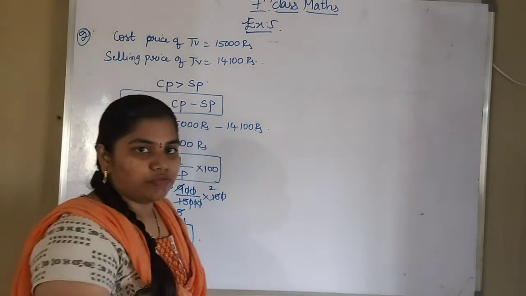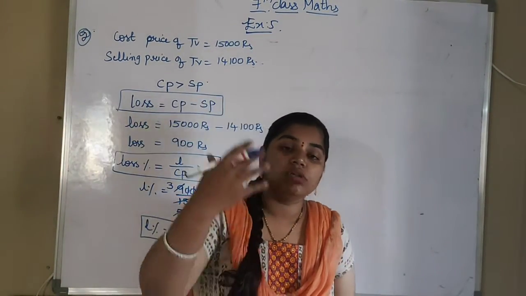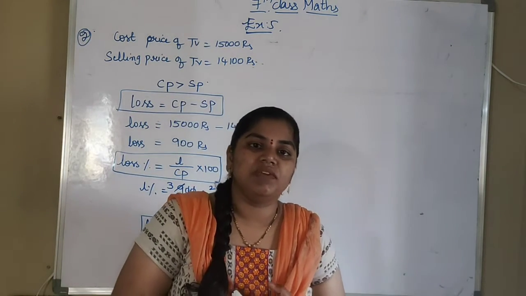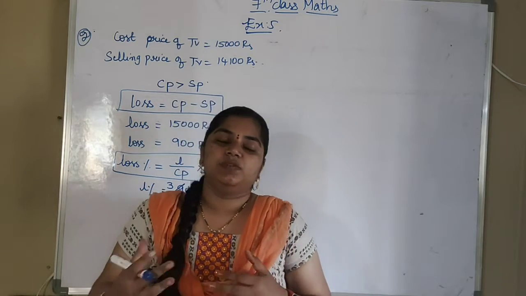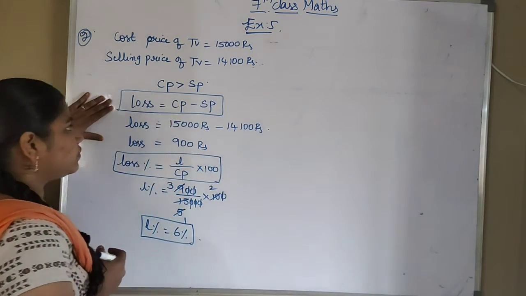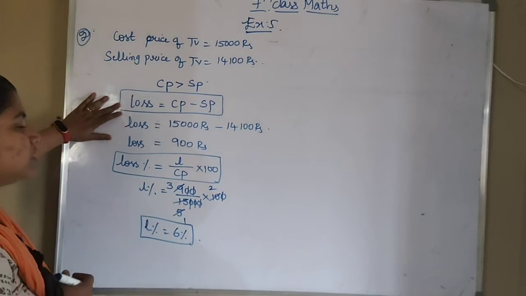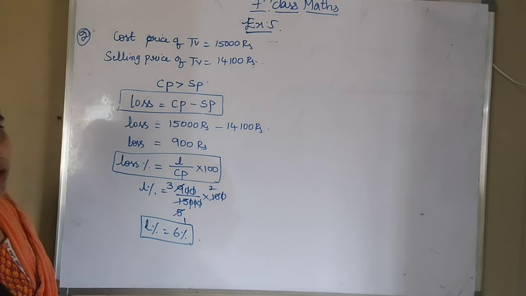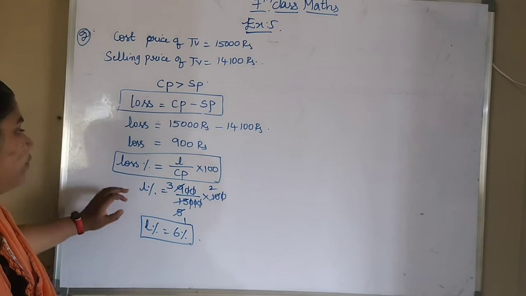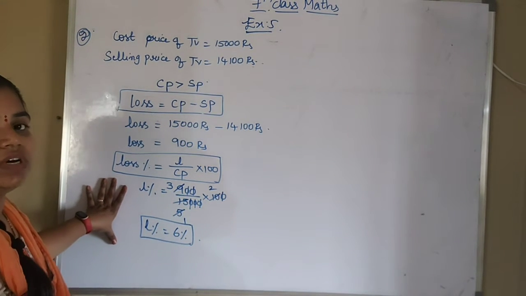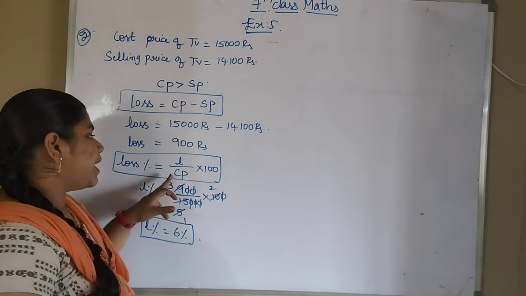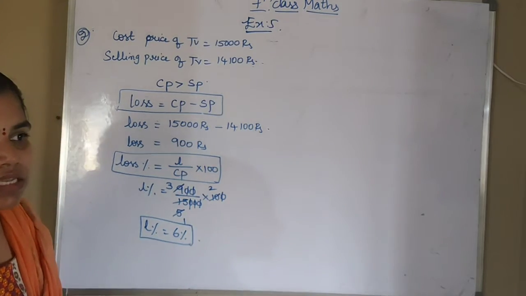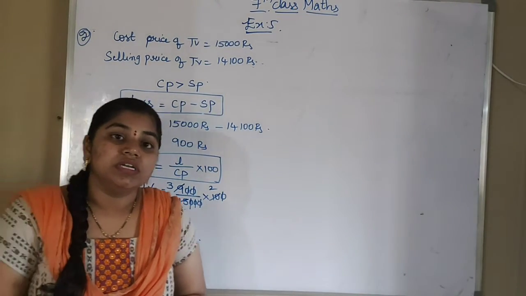So what is the loss percentage here? 6%. He bought for 15,000. He sold for 14,100. That means in this case, the CP value is greater than the SP value. That means we will get a loss value. How to apply the loss? Loss is nothing but CP minus SP. So what is the loss value? You got it as 900. And what do we have to find? We have to find the loss percentage. For this, what is the formula? Loss by CP into 100. So if you cancel, you will get the loss percentage as 6%. So this is our second solution.